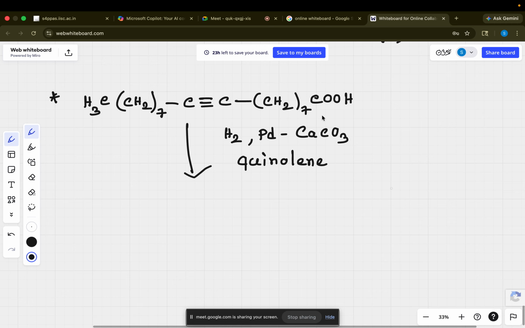This is your Lindlar's catalyst. Correct. Apart from Lindlar's catalyst, you can also use DIBAL-H. What is DIBAL-H? Reducing agent. What is the name of DIBAL-H? Diisobutyl aluminium hydride.